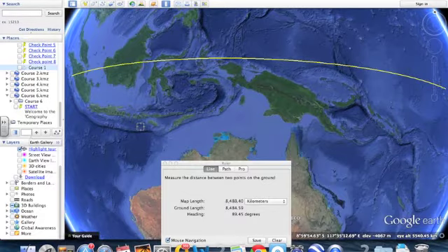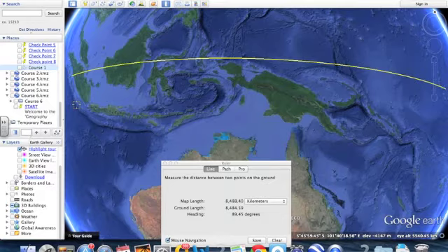Everything south of this line we consider to be the southern hemisphere. Everything on the northern side we consider to be in the northern hemisphere. And lines of latitude stretch to the south.